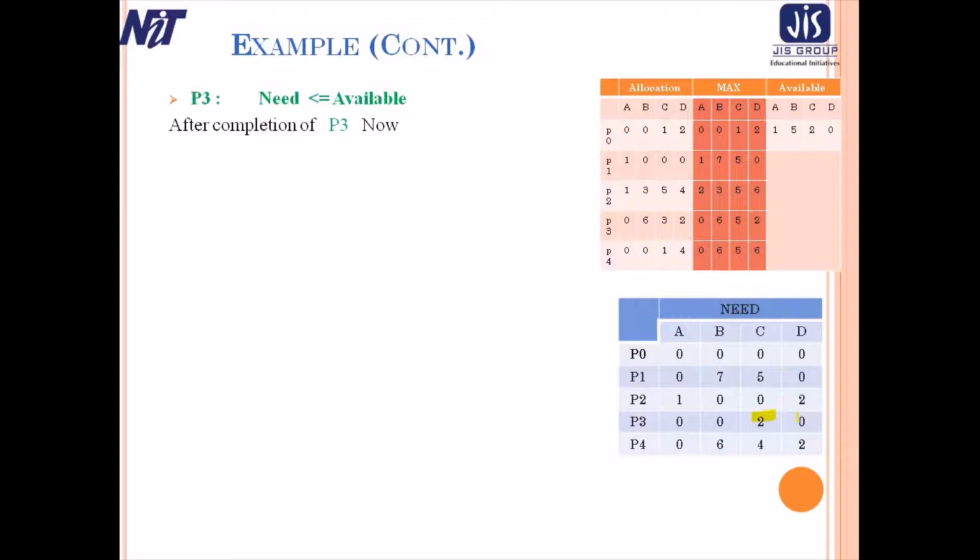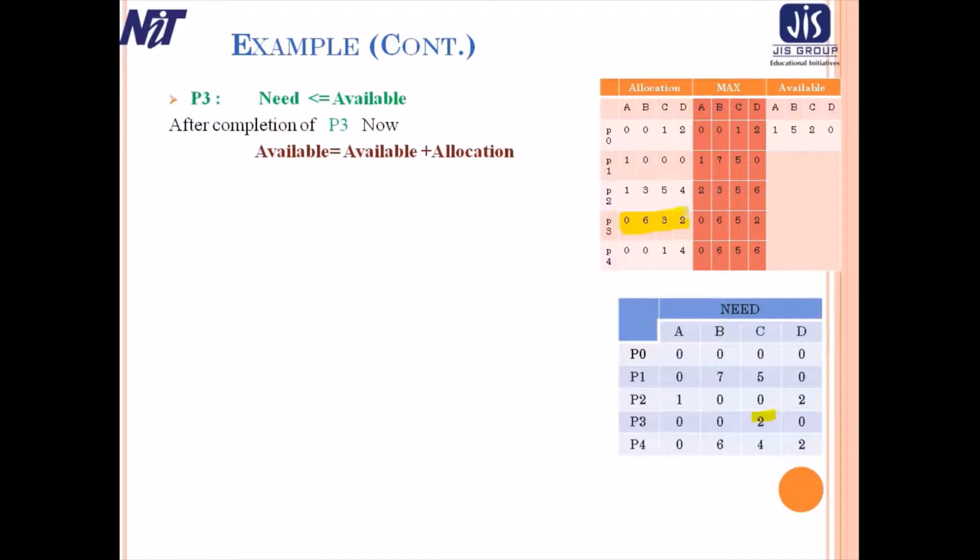Now P3 executes and terminates. After termination, P3 gives back the 2 instances of C type resource. Whatever value the system gives, it will come back to the system. Additionally, it gives back 0632 also. This instance also comes back.